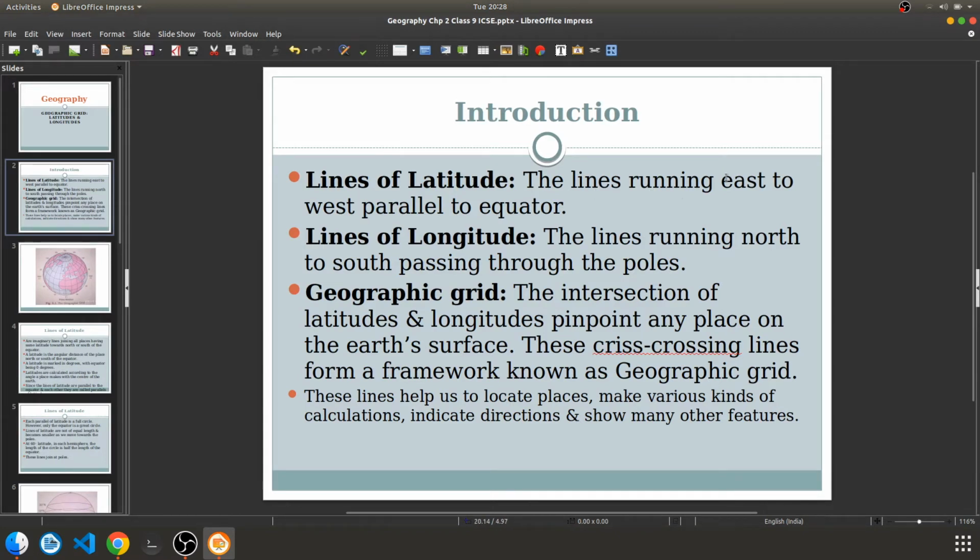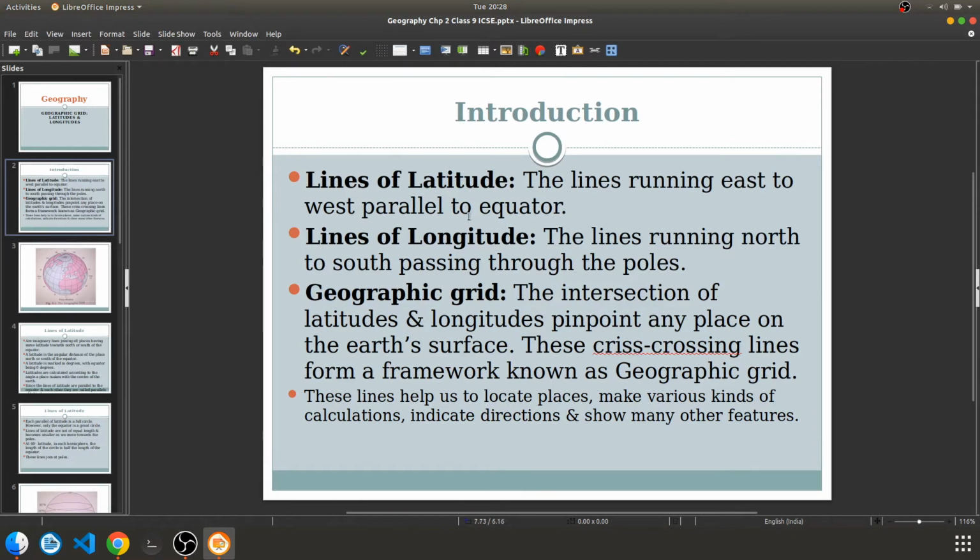Latitudes are lines running east to west. Those are the lines running east to west and forming a complete circle, and they are parallel to the equator. Equator, you all know, is the centermost line running from east to west, and that circle is the biggest one, isn't it? So that is the equator, and lines of latitude run parallel to the equator.